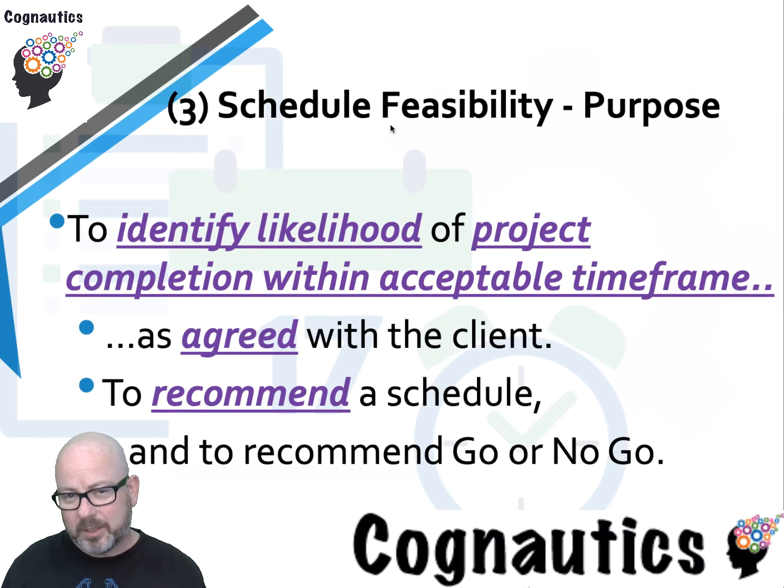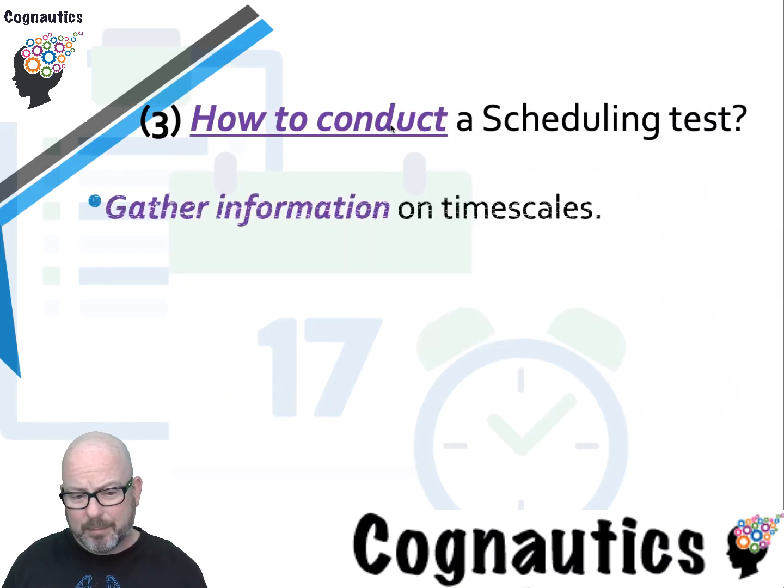Why do we do a scheduling feasibility test? To identify the likelihood of the project being completed on time. You should have already agreed the timescale with Justin, so that's something else. Another question that you'll need to ask Justin is how long does he expect this to take? Is he expecting to have this product within 6 weeks or within 6 months? And those two different sets of timings would give you an idea of budget and also give you an idea of what would be expected at the end of 6 weeks as opposed to 6 months. As with all of these tests, you need to recommend whether the schedule is going to work and whether that should be a go or a no-go. Do they pull the trigger and spend the money and pay for you to do this app?